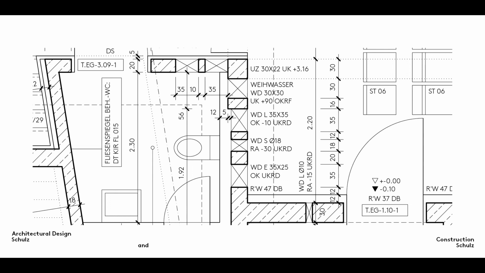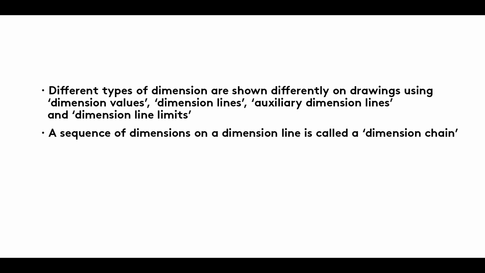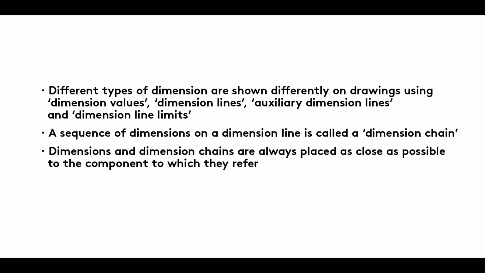Summary. Different types of dimension are shown differently on drawings using dimension values, dimension lines, auxiliary dimension lines, and dimension line limits. A sequence of dimensions on a dimension line is called a dimension chain. Dimensions and dimension chains are always placed as close as possible to the component to which they refer.